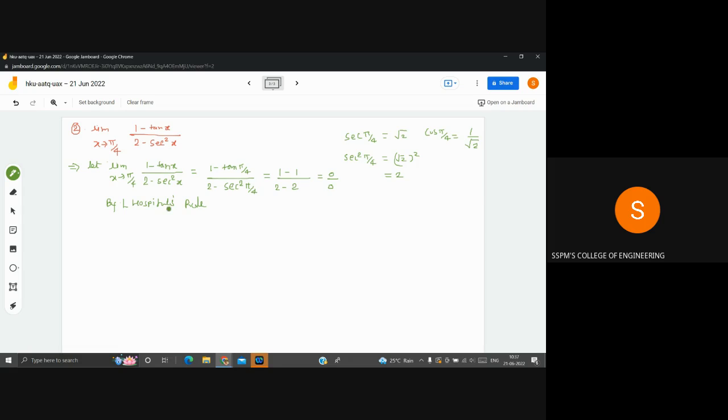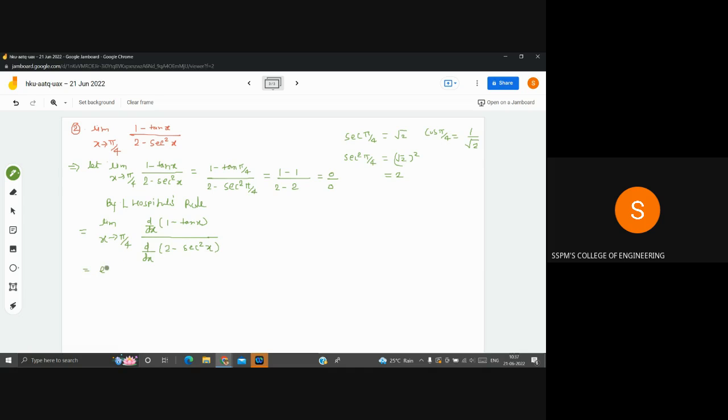So by L'Hospital rule, तो L'Hospital rule से ये आप प्रॉब्लम कैसे सॉल्व कर सकते हैं? Limit as x tends to pi/4, taking derivative of the numerator. So one more here in this case I will write d/dx of 1 minus tan of x. What is the actual meaning of L'Hospital rule? So that is d/dx of 2 minus sec square x.